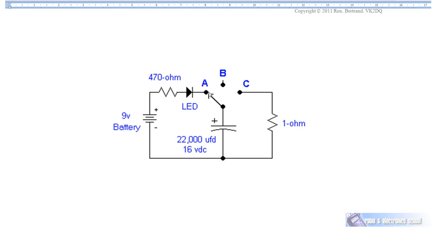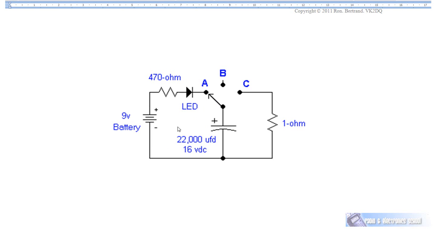If we put the switch in position A, electrons will flow from the negative terminal of the battery to the negative terminal of the capacitor. Electrons will leave the positive terminal of the capacitor and flow through the light emitting diode, making it light up, through the resistor and back to positive. If we leave the switch in that position for a while, that capacitor will charge. If we had a voltmeter across the capacitor, and I'll show you that shortly, when the capacitor is charged, the voltage across the voltmeter would measure 9 volts, the battery voltage.